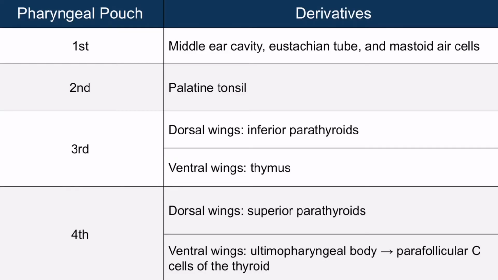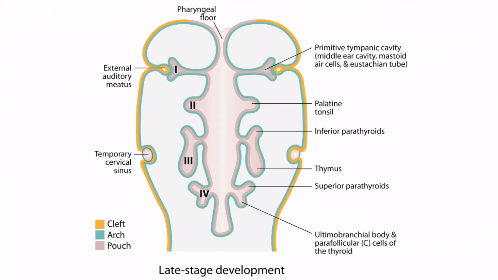This is a summary table of the pharyngeal pouches and their derivatives. The first pharyngeal pouch becomes the middle ear cavity, the eustachian tube, and mastoid air cells. From this image, you can see the first pharyngeal pouch right here, and notice that we've stated that this is the primitive tympanic cavity, which forms the middle ear cavity, the mastoid air cells, and the eustachian tube.